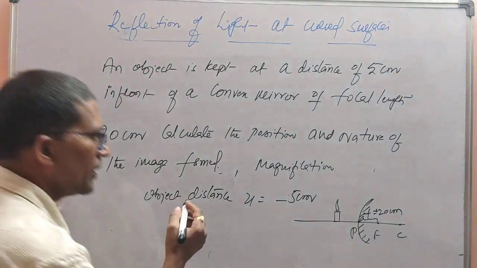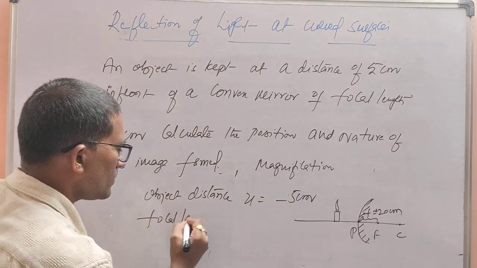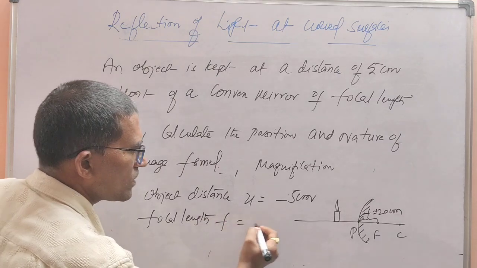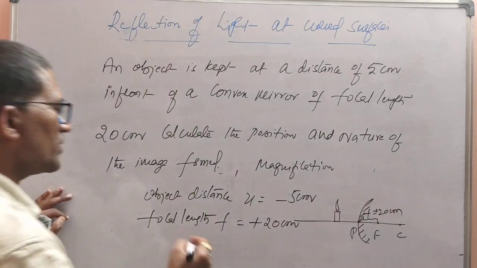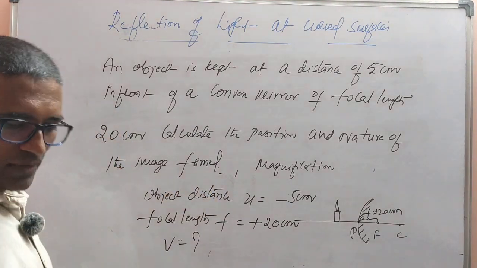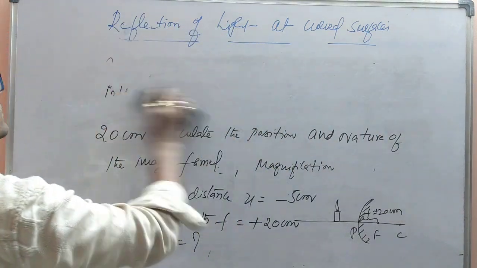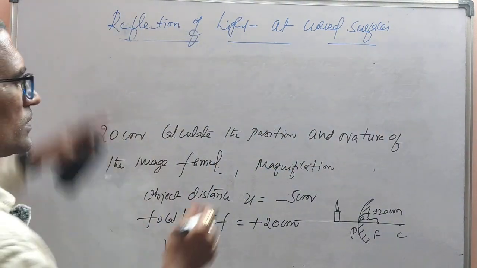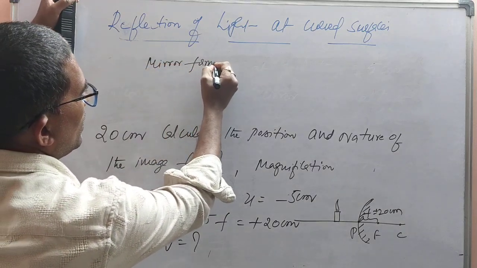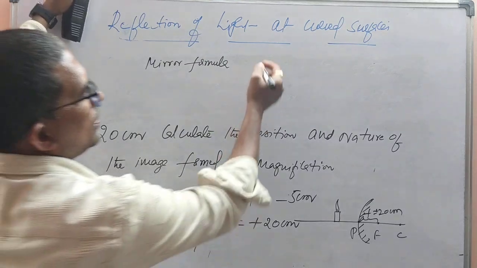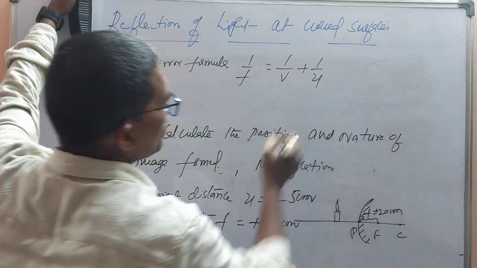Now, the object distance u is equal to minus 5 centimeter. Focal length f is equal to a positive value according to conventions, that is 20 centimeter. You have to find out the v value. What is the v value? That is the mirror formula: 1 by f is equal to 1 by v plus 1 by u.